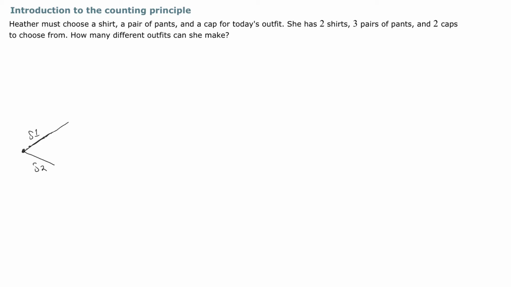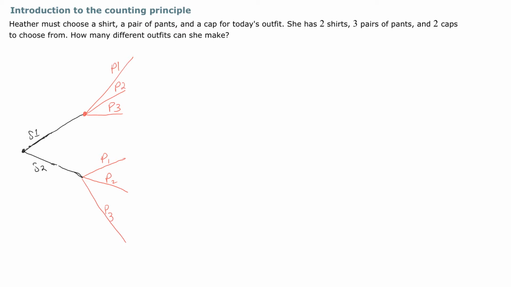But in this diagram, you have some choices here. We're going to have how many choices? We have 3 pairs of pants. Let's call this P1, P2, and then what? P3 for 3 choices of pants. Over here we could have P1, P2, and also P3 for 3 choices of pants, right? To combine with shirt 2.